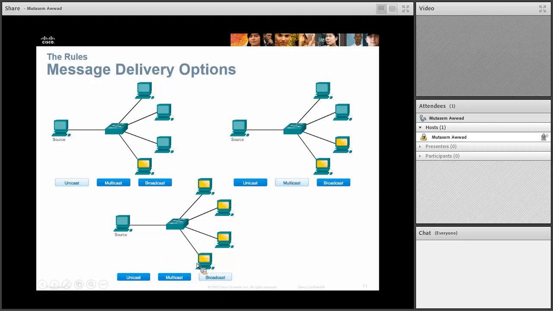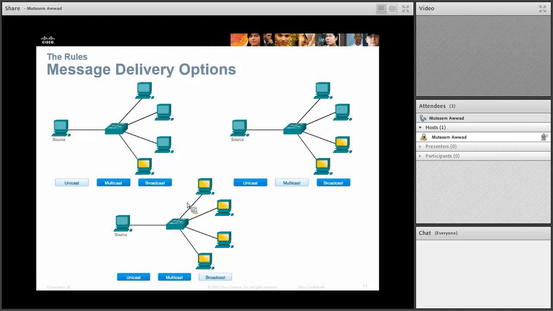All right, as long as you are physically connected to the switch, then you are in the same broadcast domain, which means you will receive every single broadcast message that is coming into this switch. And that's what logically a LAN really is. A LAN is a broadcast domain.